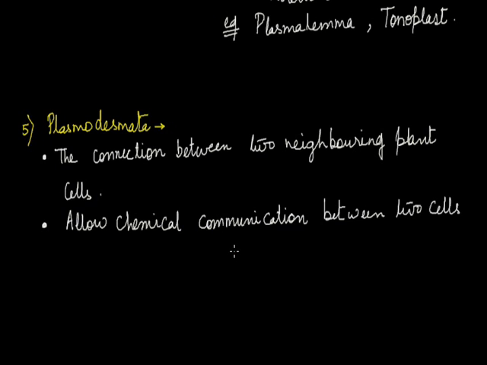If we say, for example, this is one plant cell depicted by the red color, and this is the second cell, the neighboring, adjoining cell, and this is the cell wall of the second cell. Then there is a connection between the two cells through which they can easily communicate.